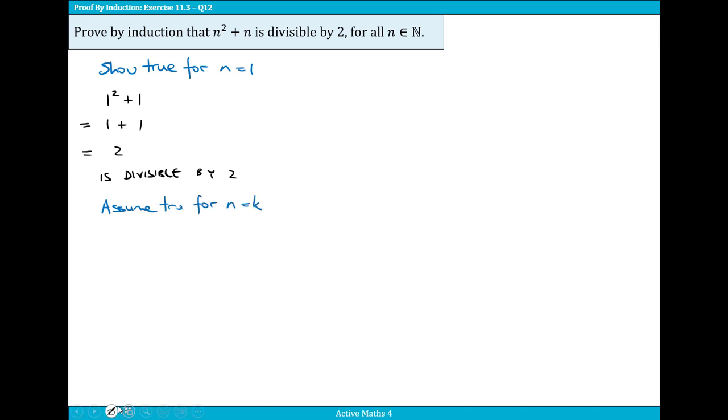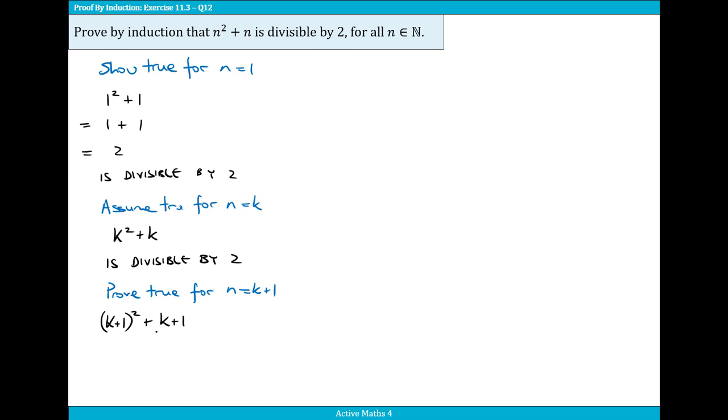Okay, then we are going to assume that it's true for n equals k. If I subbed k in for n, I get k squared plus k, and I'm just going to write down that this is divisible by 2. Now I need to prove that it's true for n equals k plus 1. So if I replace the k with a k plus 1, and that's squared, and then replace this k with a k plus 1, I'm trying to prove that this is divisible by 2.